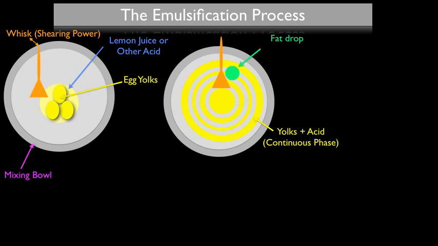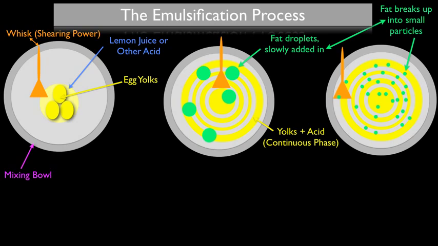So here I have my fat droplet, and you're going to add the fat very slowly at first. And this is because there's a lot of area for that fat to run and hide from the whisk, right? So the whisk needs to be able to break this up and emulsify it in. As you continue to whisk around the bowl, you can add a couple more drops here and there as they start to incorporate, and eventually the fat will break up into smaller particles and look something like this.